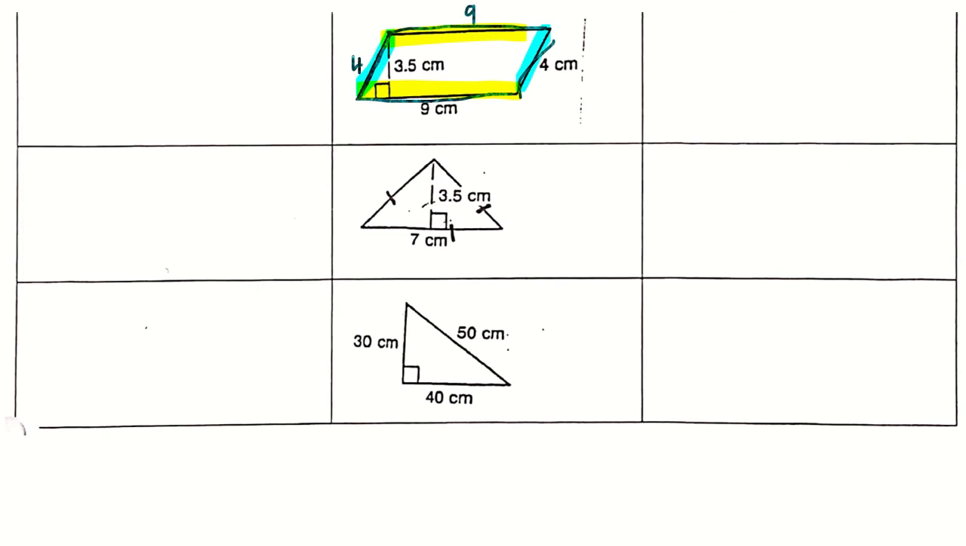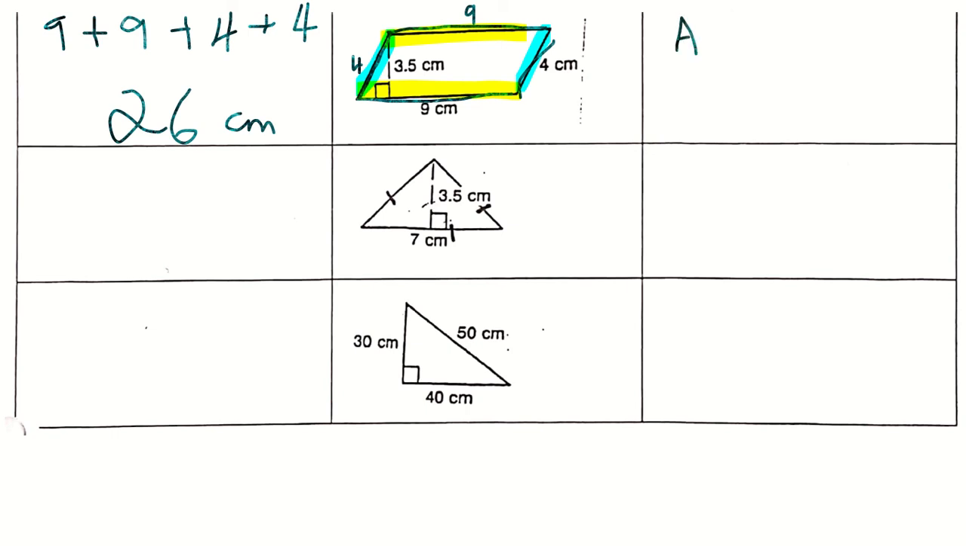Okay, perimeter is going to mean adding everything up, so it's 9 plus 9 plus 4 plus 4. I'll write that down. 9 plus 9 is 18, plus the 4 and the 4, that's 8. So 18 plus 8 is 26 centimeters.